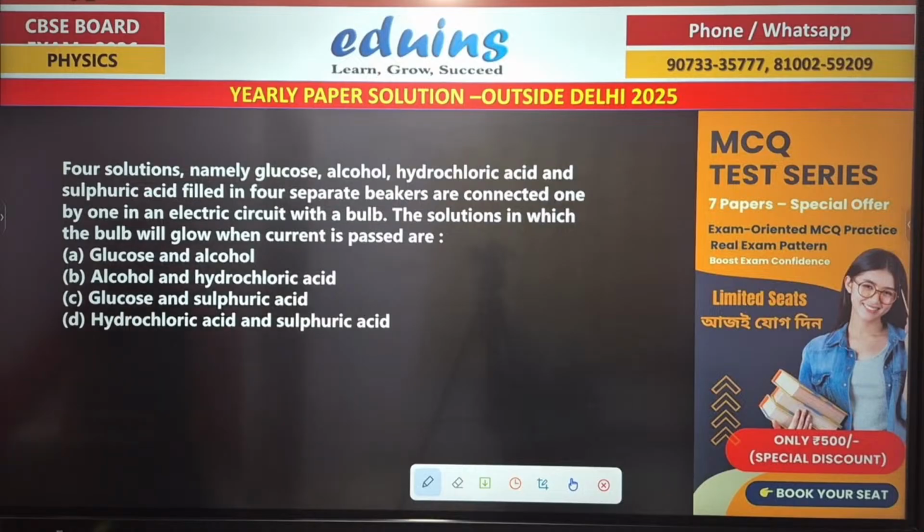Okay. So four solutions, namely glucose, alcohol, hydrochloric acid and sulfuric acid, filled in 4 separate beakers, are connected one by one in an electric circuit with a bulb. The solutions in which the bulb will glow when current is passed are: option A, glucose and alcohol. Option B is alcohol and hydrochloric acid. Option C is glucose and sulfuric acid. Option D is hydrochloric acid and sulfuric acid. So what will be the answer?